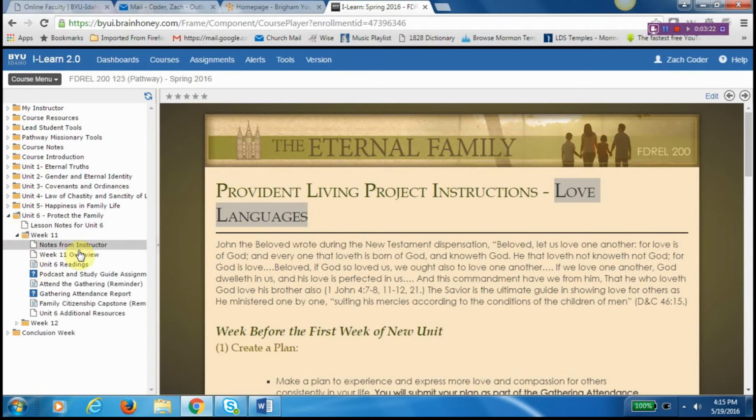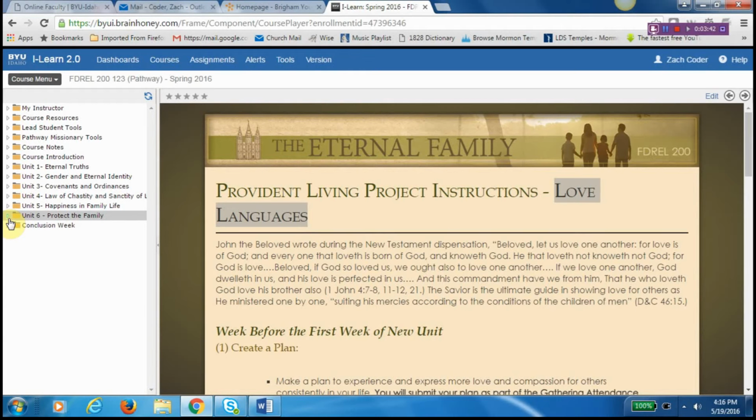And then finally, this last week, you're going to notice that there isn't a Provident Living Project, and that's because you'll be turning in the Family Citizenship Capstone project that you've been working on. All right. So I just wanted to touch on those differences. There have been some confusion with some people have asked, and so I hope that was helpful.